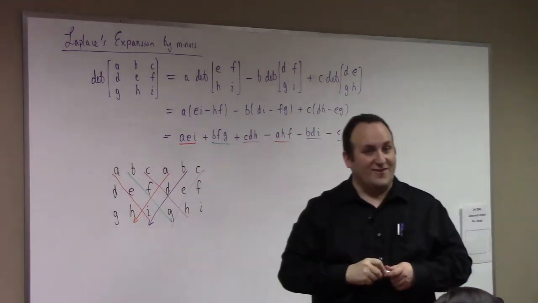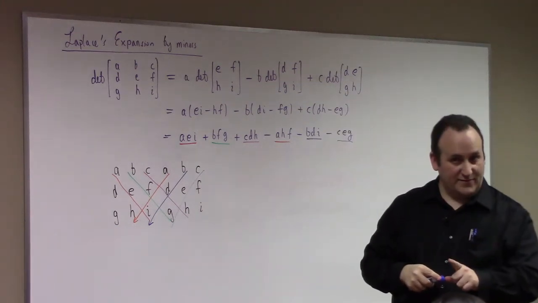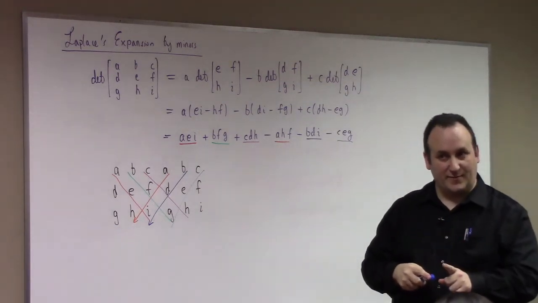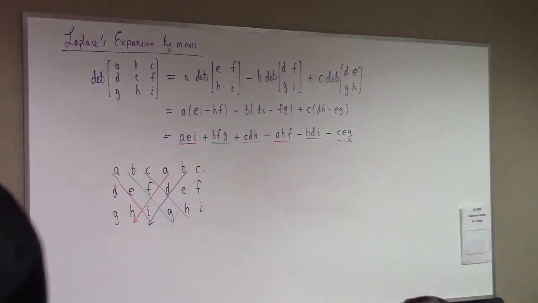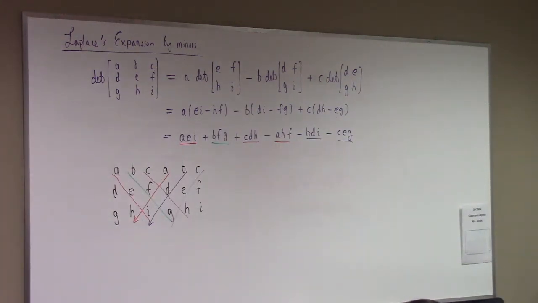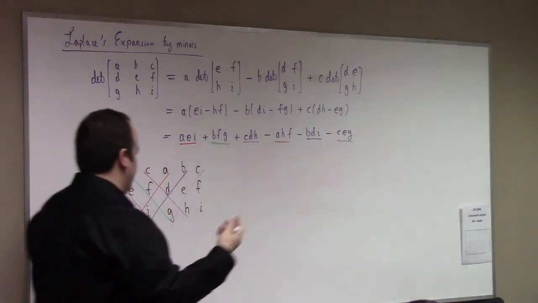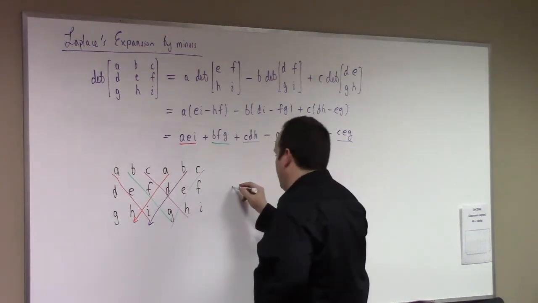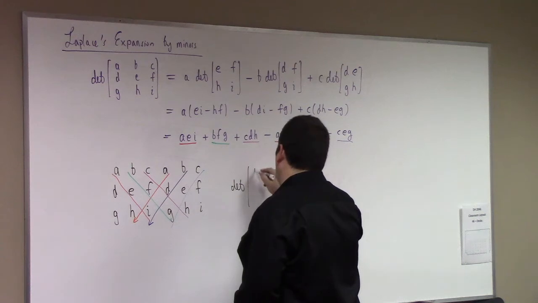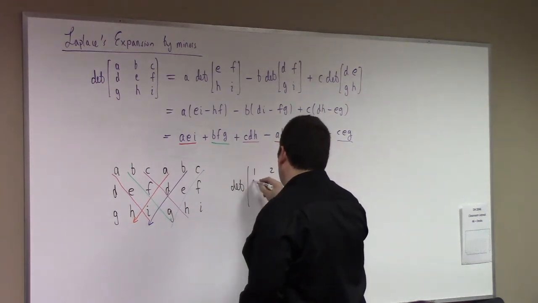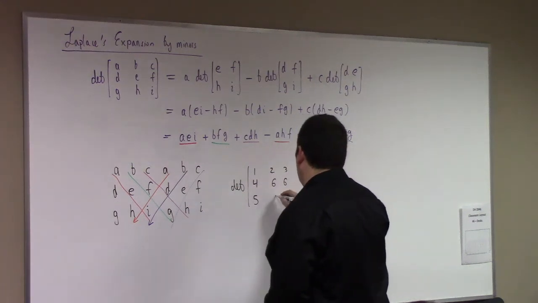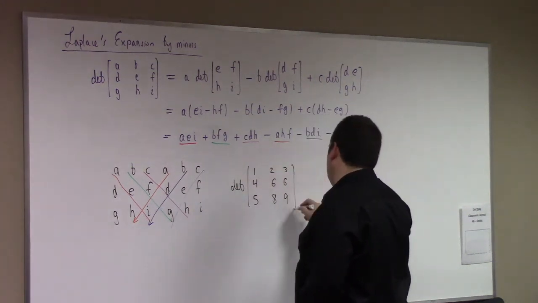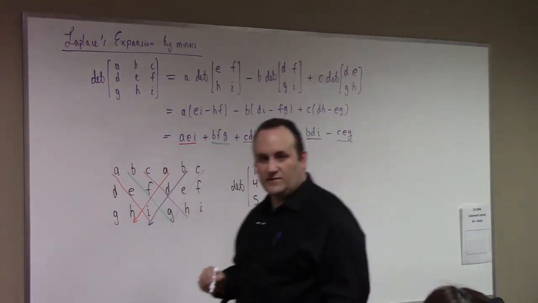I will tell you right now, this does not work for 4 by 4 matrices. Do not try to do it for 4 by 4 matrices. You would be wrong. But it's nice enough, right? So if we've got the determinant of, say, 1, 2, 3, 4, 6, 6, and then 5, 8, 9, that is clearly 0.